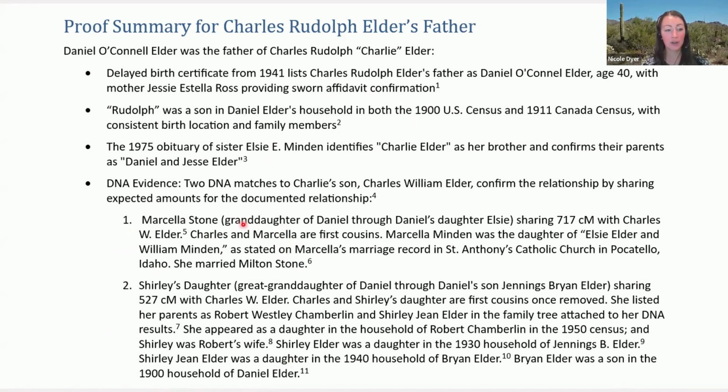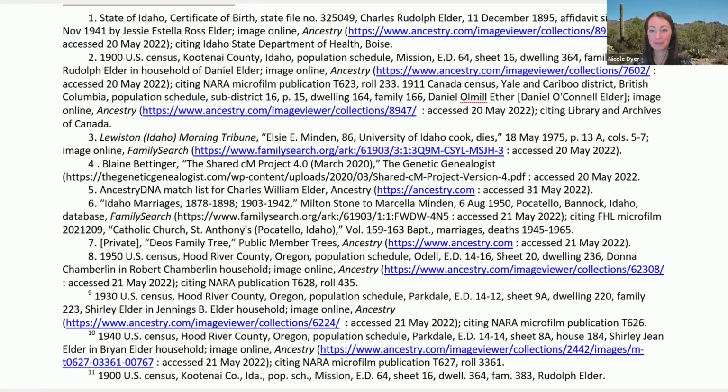Like when it tried to do this, it said Marcella Stone, granddaughter of Daniel's daughter Elsie, which was wrong because she's the granddaughter of Daniel through Daniel's daughter Elsie. So it struggled. Tricky. But it did give me the bones for this. And that was interesting to try out. So yeah, great question.